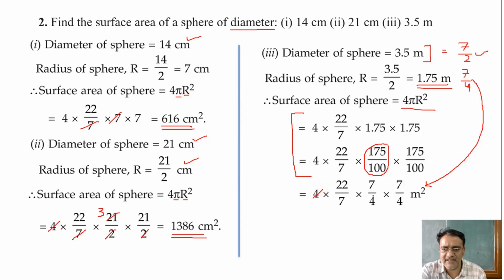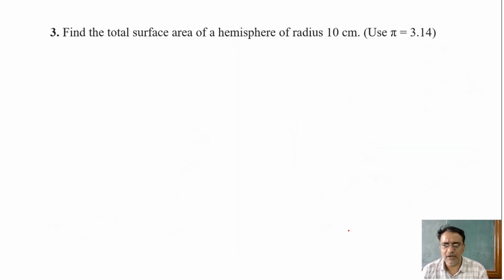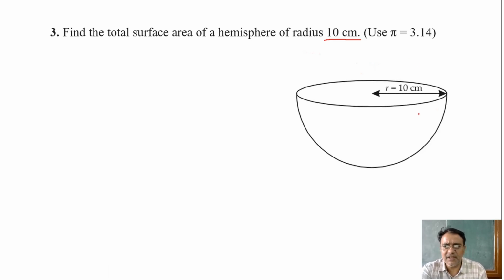Yes, sir. So 1/4 is cancelled and 1/7 is cancelled and this is cancelled by 2, 11. So we are getting 77/2, that is 38.5 m². Any doubt? No, sir. Okay. Now third question. Find the total surface area of a hemisphere of radius 10 cm. What is the total surface area of hemisphere formula? 3πr². Very good. 3πr².